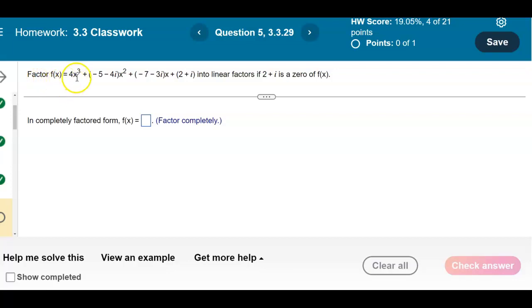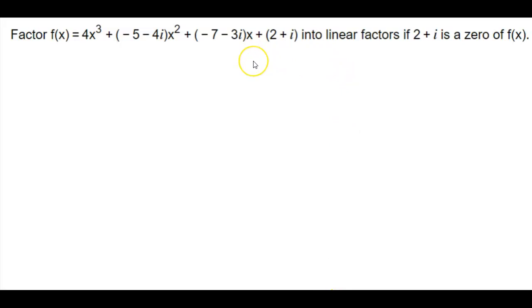Factor f of x equals 4x cubed plus (negative 5 minus 4i) times x squared plus (negative 7 minus 3i) x plus 2 plus i into linear factors, if 2 plus i is a zero of f of x. Okay, so here is our problem.